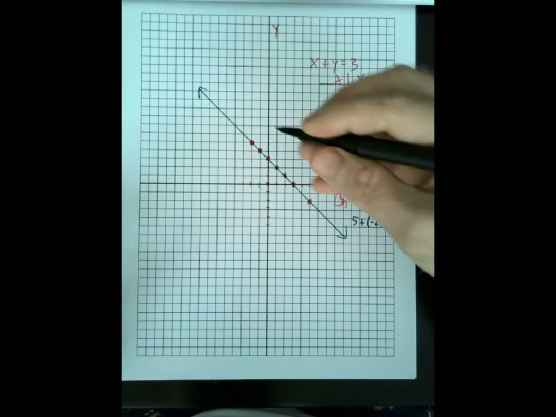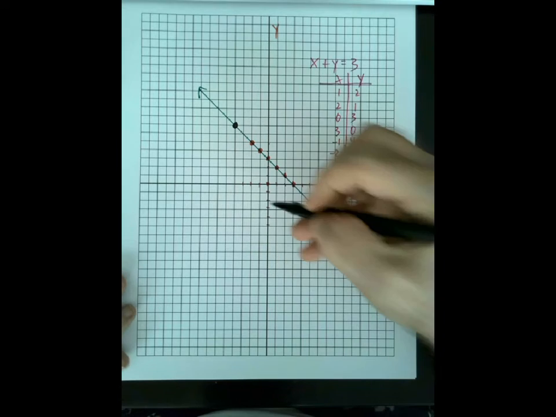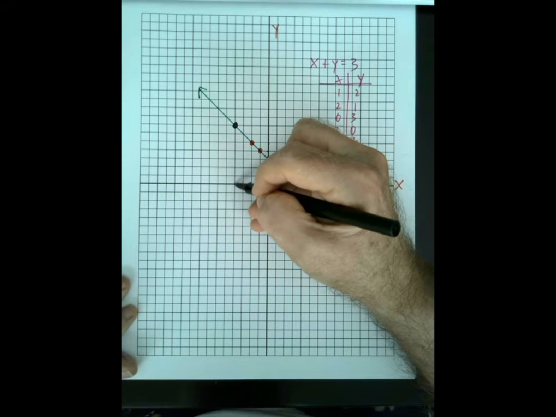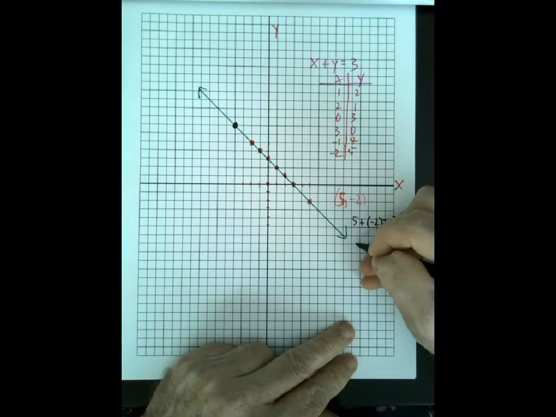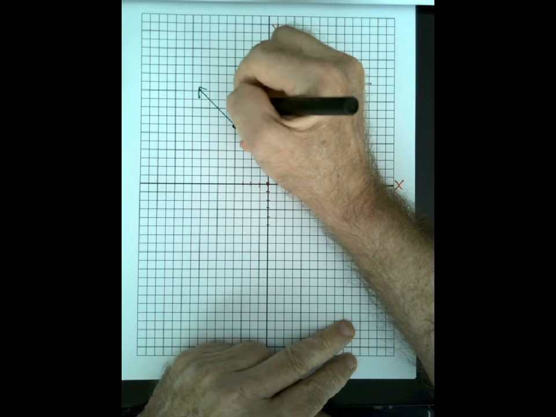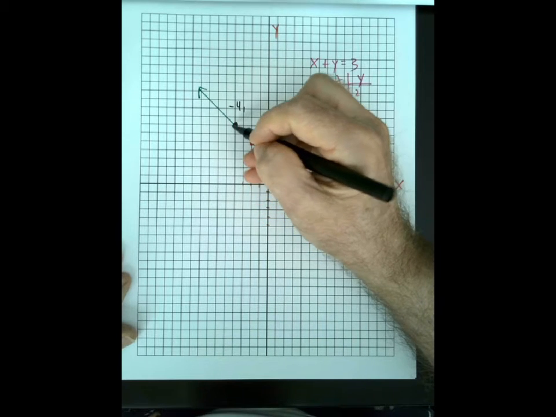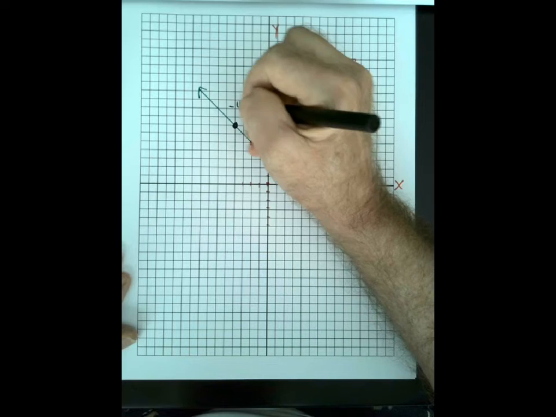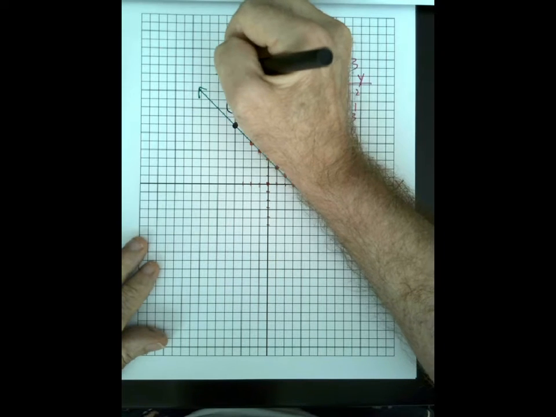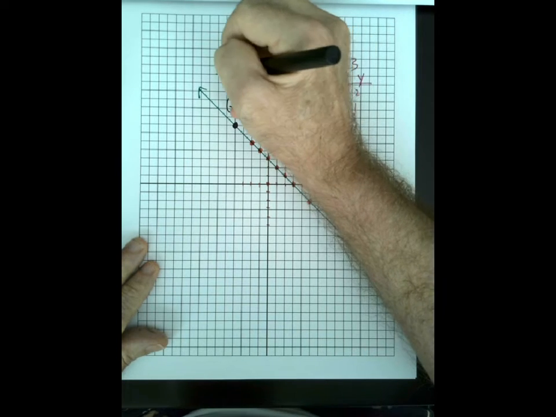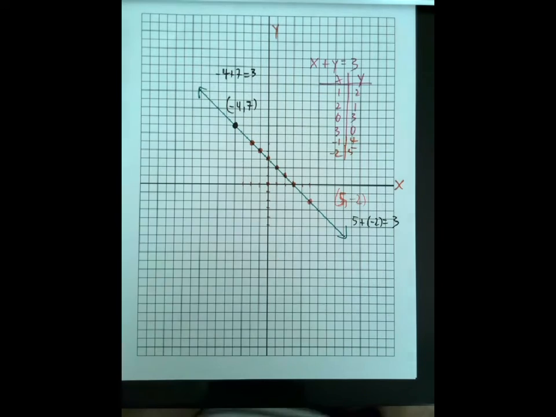Or how about that one up there? That's 1, 2, 3, 4 in the left direction, so that's negative 4, and then 1, 2, 3, 4, 5, 6, 7 up. So that's the ordered pair negative 4, 7. Oh, look, is negative 4 plus 7 equal to 3? Yes, it is, because that's the same thing as 7 minus 4, which gives us 3.